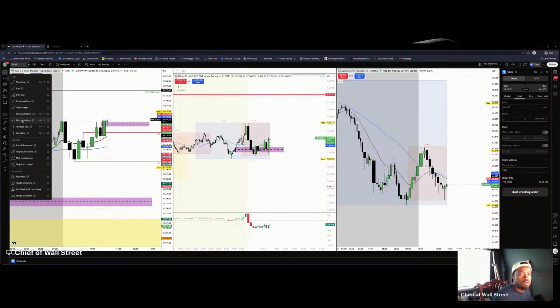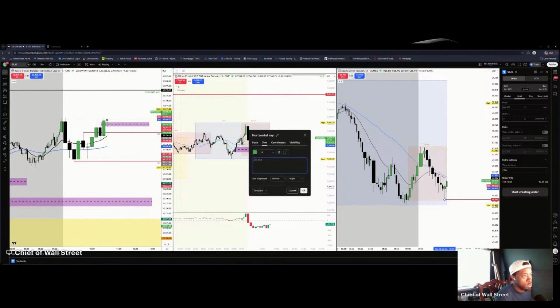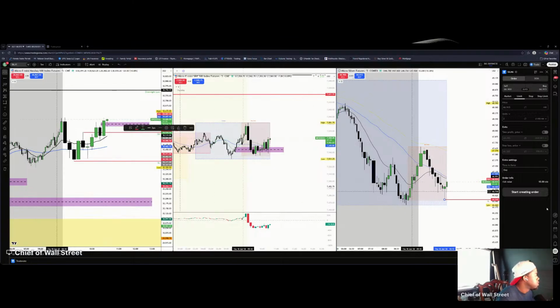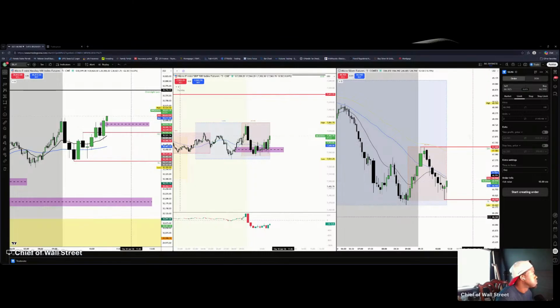All right, let me get a horizontal ray. Mark that swing low because I like it. Swing low on silver. And we got that swing high up here. Let me mark that swing high. Yeah, we got some nice pushing going on in all these categories.